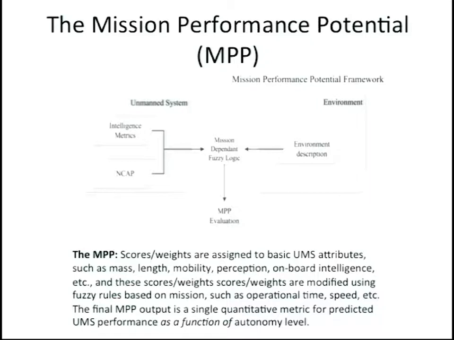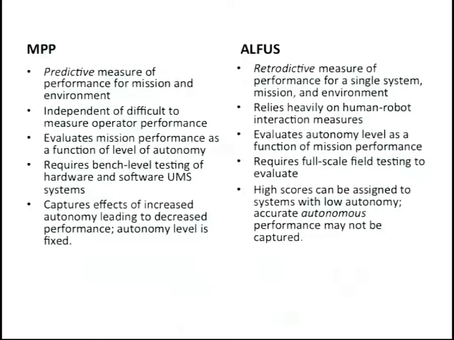Is it vertical takeoff and landing? How big is it? And right here you have the environment, cross-country on road. So if it can't operate cross-country and you have to operate cross-country, it's automatically a 0. So here's just a couple of comparisons and contrasts of the MPP and the ALPHAs. I hope to see you guys at the interactive session to talk more about these.